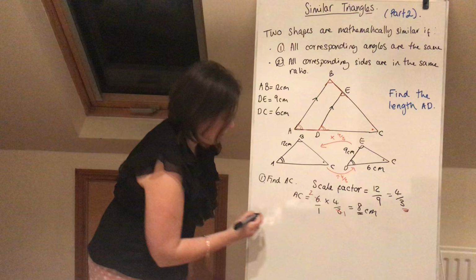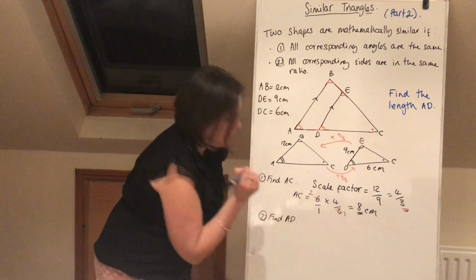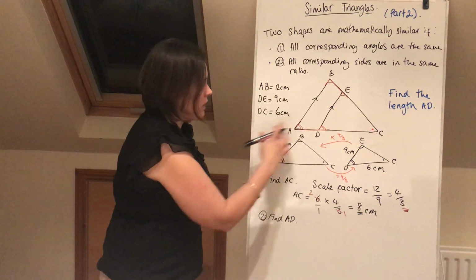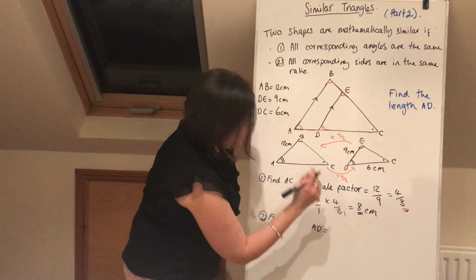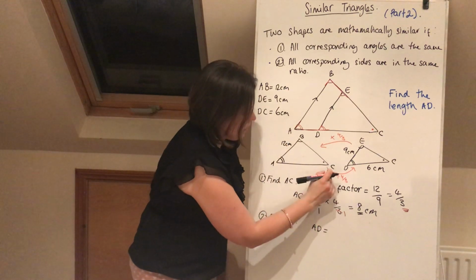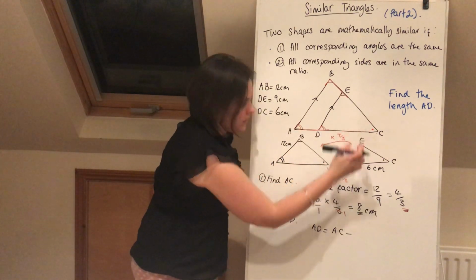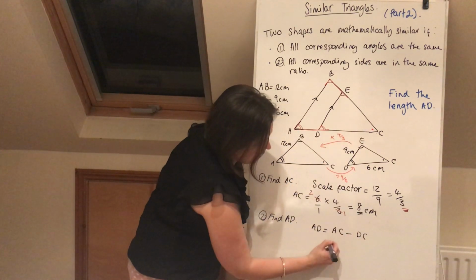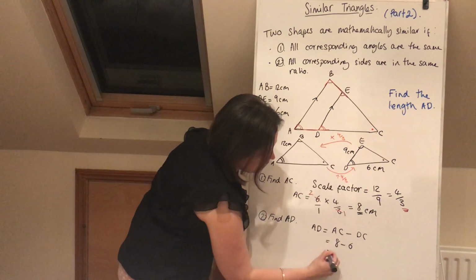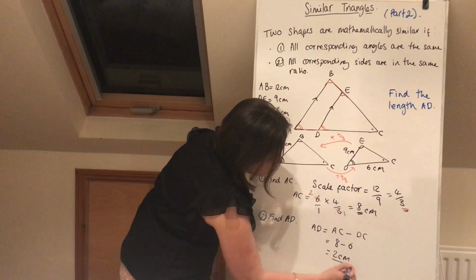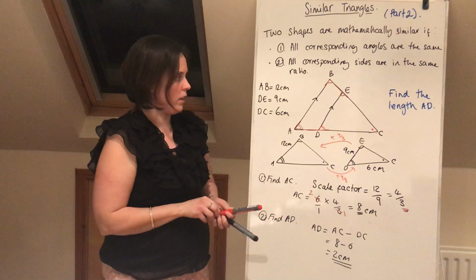Now, final step. We need to find AD. To find AD, all we do is a quick subtraction. AD is equal to the length AC, which is that big length there, take away DC, and AC is 8 and DC is 6, so AD is 2 centimetres, and that is your final answer. Quite nice and straightforward.